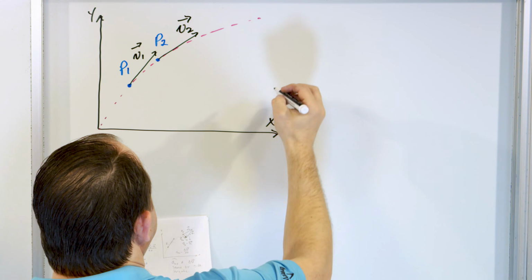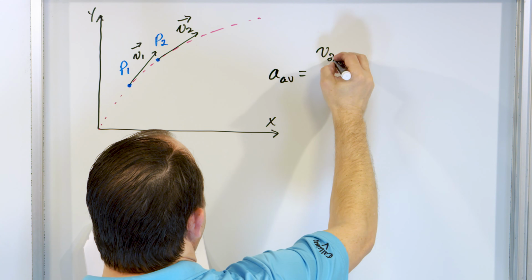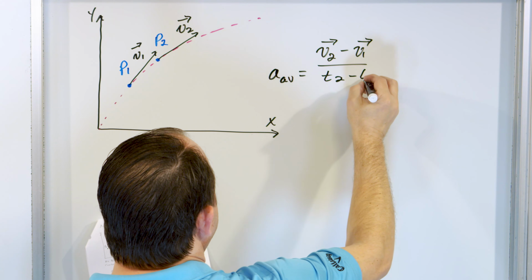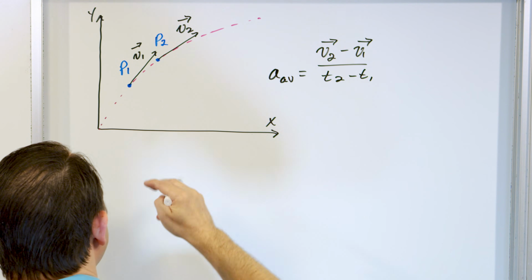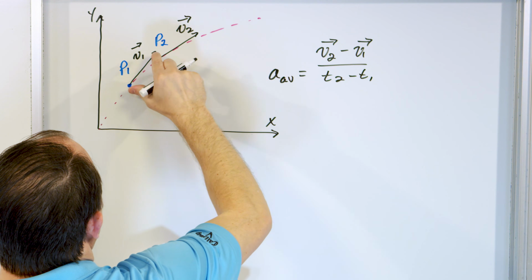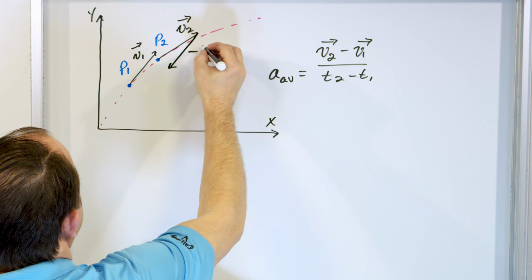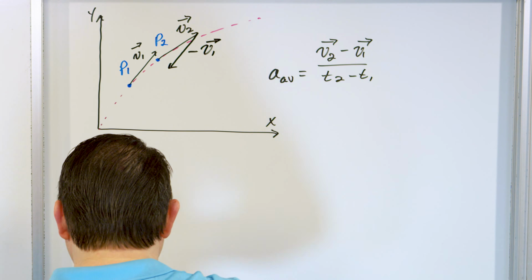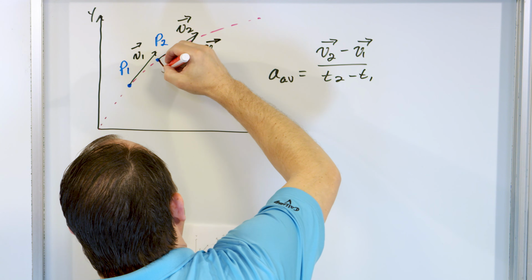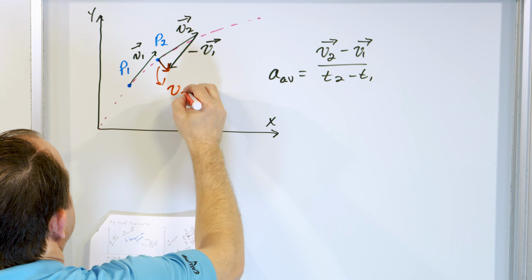And then to make what we're trying to do, the average acceleration is going to be V2 minus V1, the change in velocity over T2 minus T1, right? So what we have to do is flip around V1 and then put it head to tail. So we're going to flip it around. We're going to try to maintain the same orientation. It's going to be something like this. And this is going to be negative V1 because we're trying to subtract them, right? And so then what's going to happen is the actual acceleration is going to be something like this. So right here, this is going to be V2 minus V1.